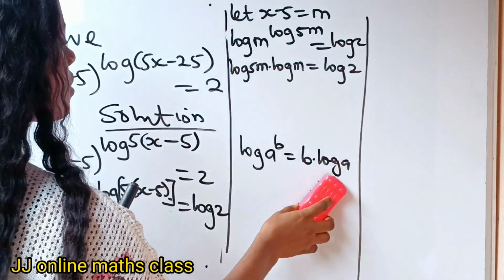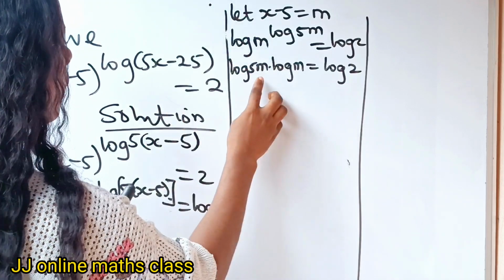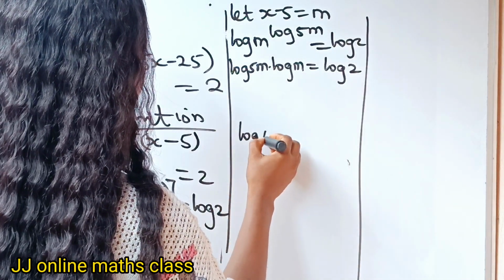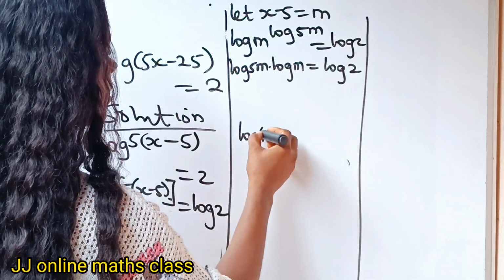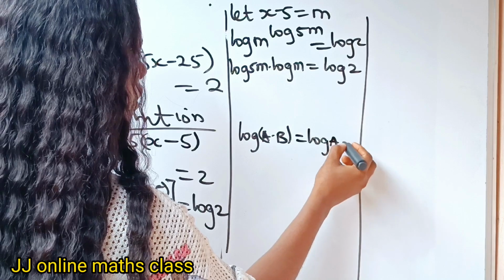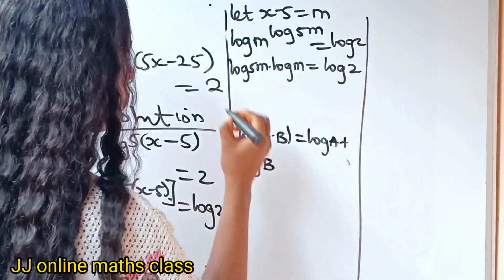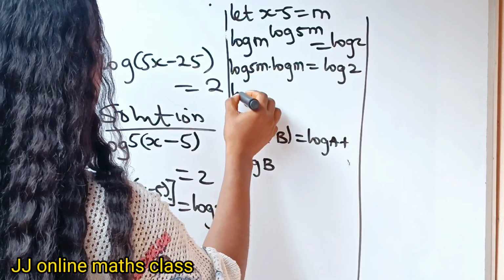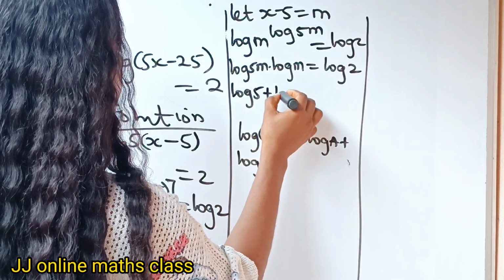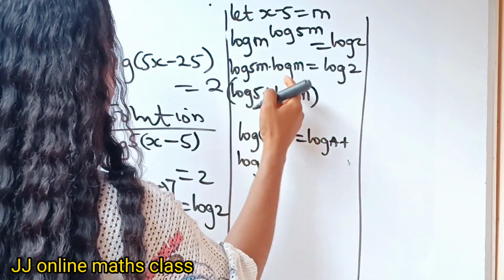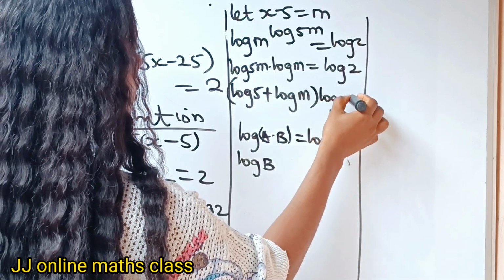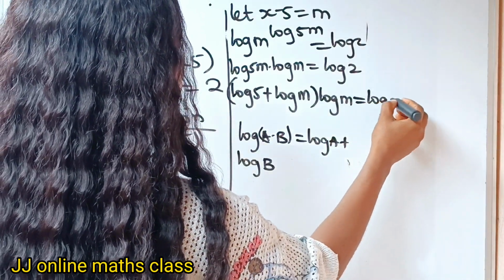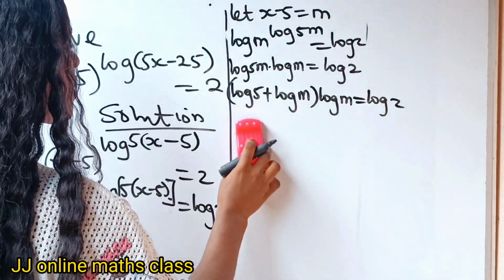Notice that we have log 5m here. We also note that when you have log of a times b, it is the same thing as log a plus log b. So let's do that here. That means log 5m can be written as log 5 plus log m, then multiplied by this log m here. It's going to be equal to log 2. Okay, now let's continue.